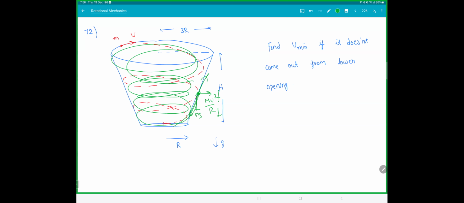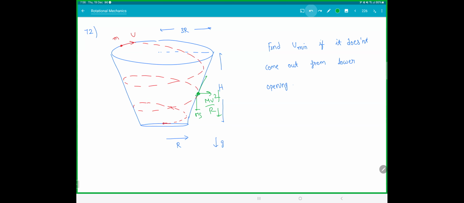You're getting what is happening? If you keep going down, centrifugal force dominates. If you keep going up, mg dominates. You're stuck between these two. You can't get out, you can't go down. So it's a fight between centrifugal force and mg. Technically, that is what is happening. Is it clear why it is stuck inside the cone? Again, it is a smooth cone, so there's no loss of energy. Anyone not clear with this logic, please ask. That is the reason why it is stuck. That is fine. Now we need to find u minimum so that it doesn't come out from the cone.